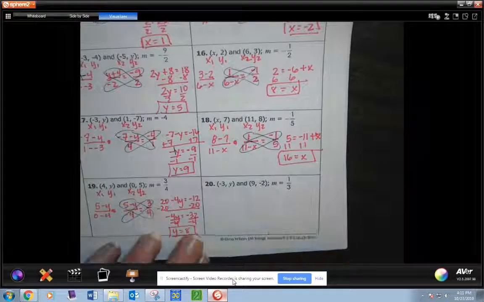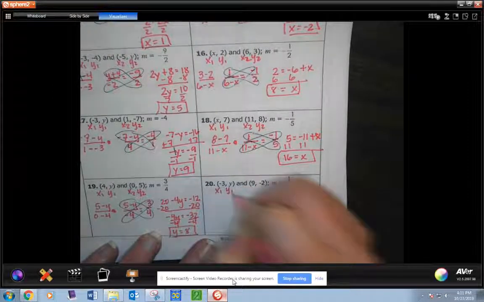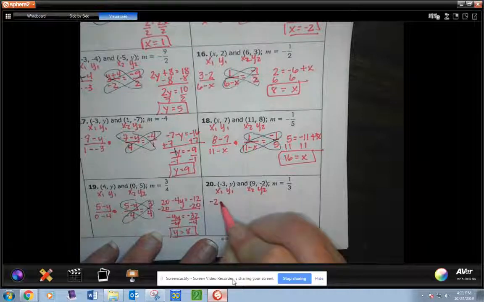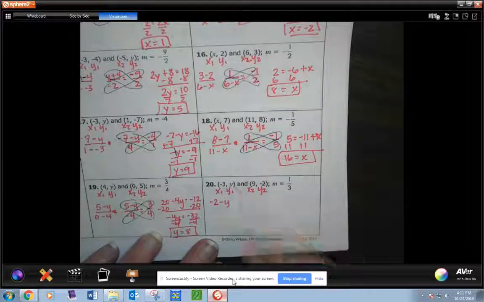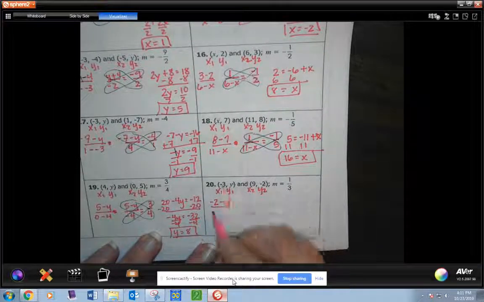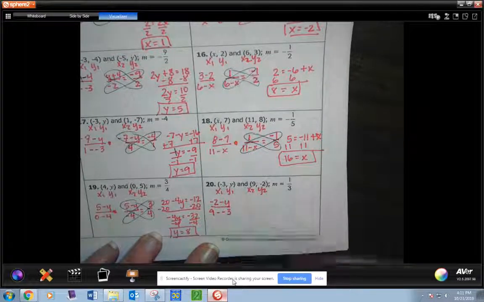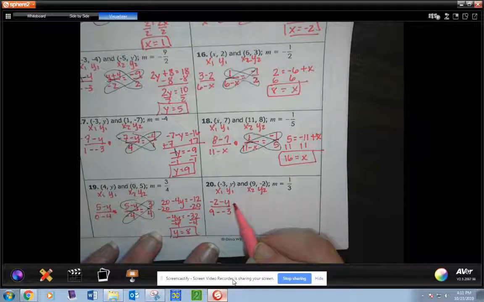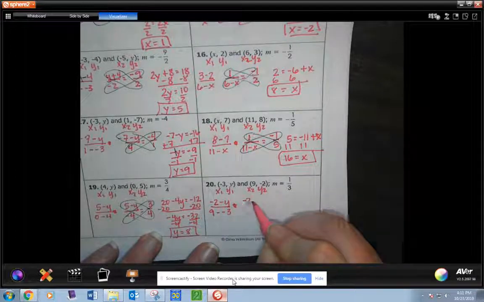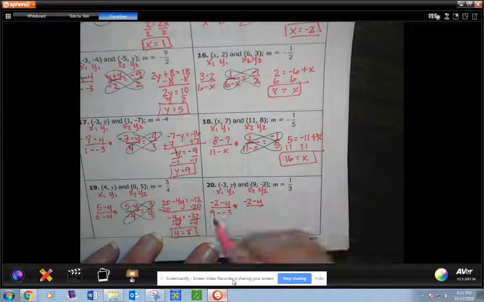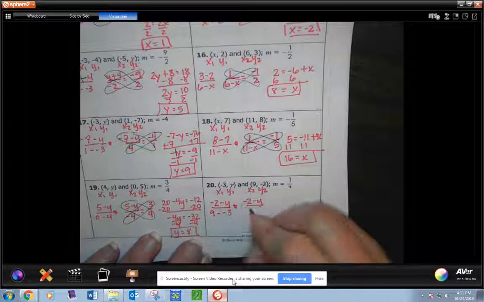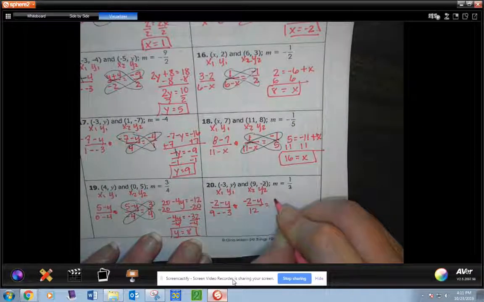All right, last one. My x1, my y1, my x2, my y2. We're going to do negative 2 minus y over 9 minus negative 3. Okay, the top has the letter, but there is no double negative, so I just keep negative 2 minus y over. Now 9 minus negative 3 becomes 12. And then I set it equal to the m, which is 1/3.